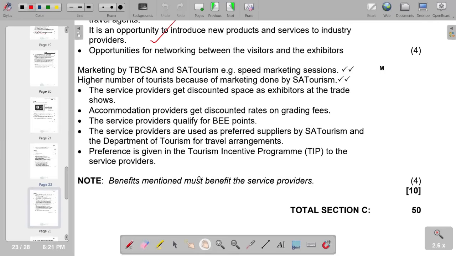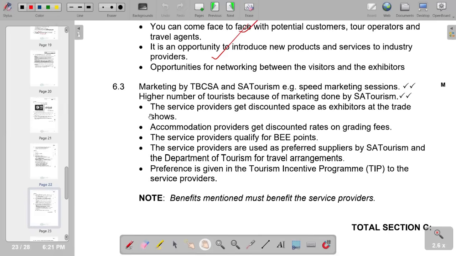So you'd see that the marketing by TBCSA and SA Tourism, for example, speed marketing sessions, higher number of tourists because of marketing done by SA Tourism. So basically, these are the points that we have. And then also, the service providers get discounted space as exhibitors at the trade shows. And we also have accommodation providers get discounted rates on the grading fees. We have further points that are also correct on that.